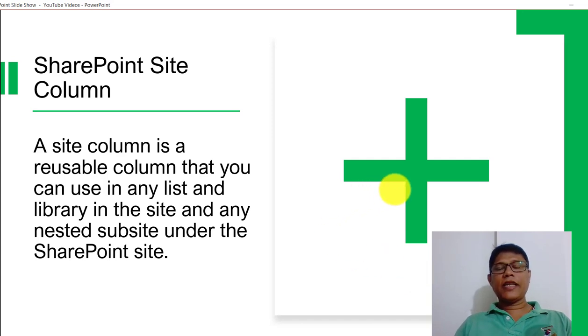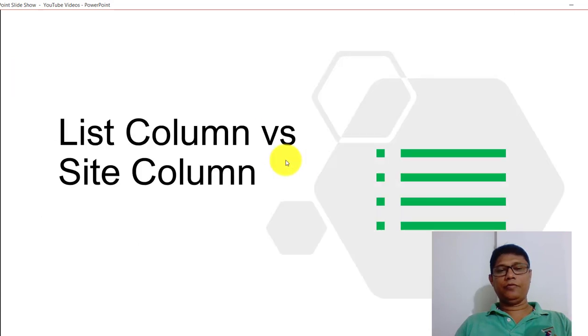Now let's try to understand the difference between a list column and a site column. As we know, you must have already gone through columns. If I tell you that we want to store information about employees, then you will create some columns for that. For example, maybe you will create the employee name as a column, employee address as a multi-line column, maybe the experience, and the salary in one column. So these are the list columns.